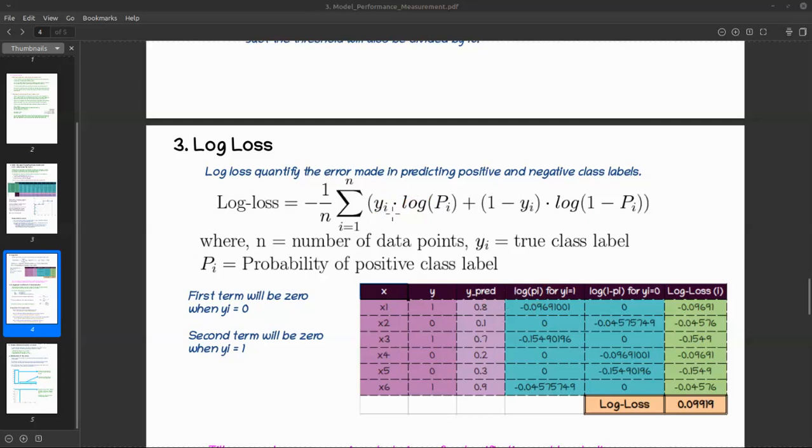And when yi equals 0, this term would be 0, and 0 multiplied by this term would be 0. 1 minus 0 is nothing but 1. So 1 multiplied by log of 1 minus pi. So whatever the probability that you are saying, the loss is minus log of 1 minus that probability.